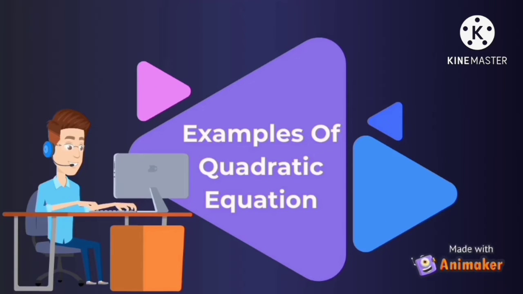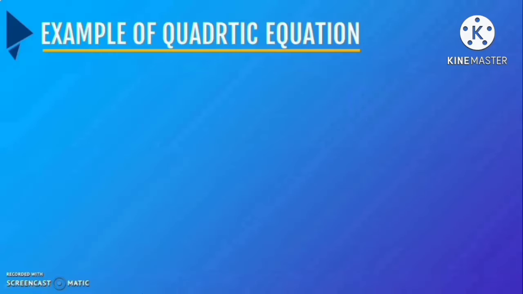Examples of quadratic equations. Here are examples of quadratic equations. 2x squared plus 6x plus 9 equal to 0. This one is a quadratic equation in standard form, where a is equal to 2, b is equal to 6, and c equals 9.